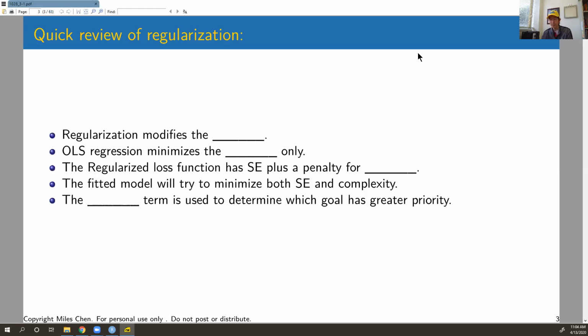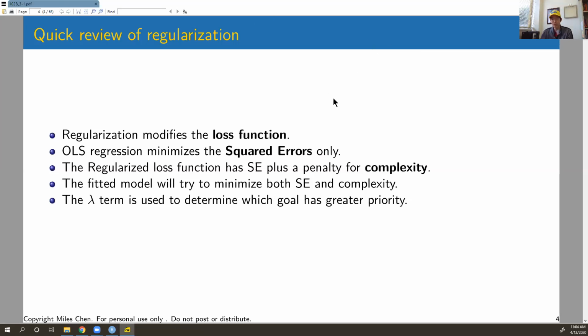but the answers to this are regularization modifies the loss function, and ordinary least squares uses the squared errors only. Okay, that's its loss function. Whereas regularization has a squared error plus a penalty for complexity. So when you fit regularized least squares, it's going to try to minimize both the squared errors and the complexity, and the lambda term is used to determine which of these goals has greater priority. Is it more important to minimize the squared errors, or is it more important to minimize the complexity?